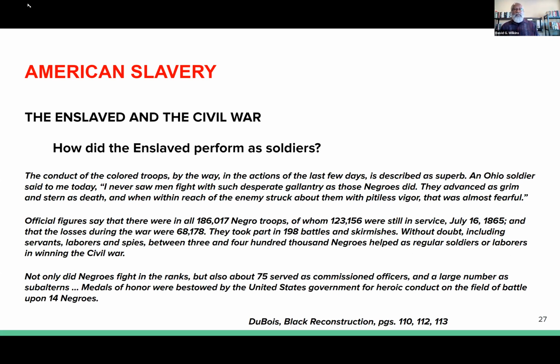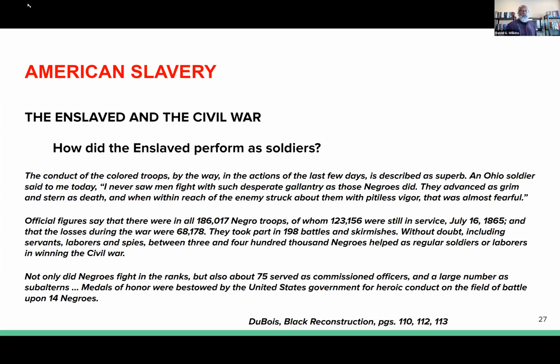He says the conduct of the colored troops, by the way, in the actions of the last few days is described as superb. An Ohio soldier said to me today, "I've never saw men fight with such desperate gallantry as those Negroes did. They advanced as grim and stern as death, and when within reach of the enemy, struck about them with pitiless vigor that was almost fearful."